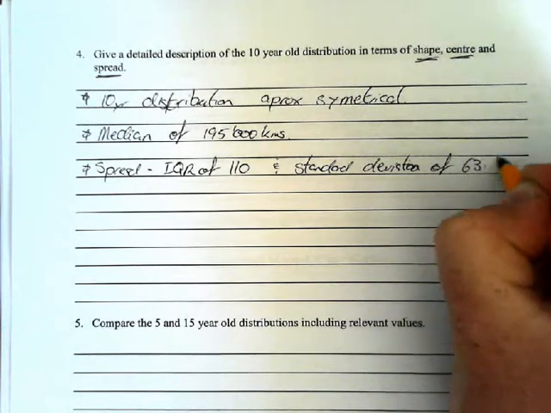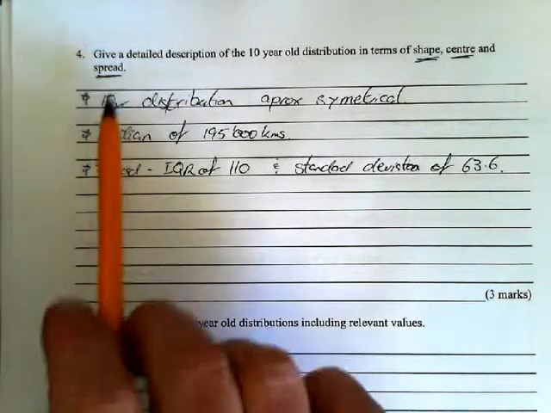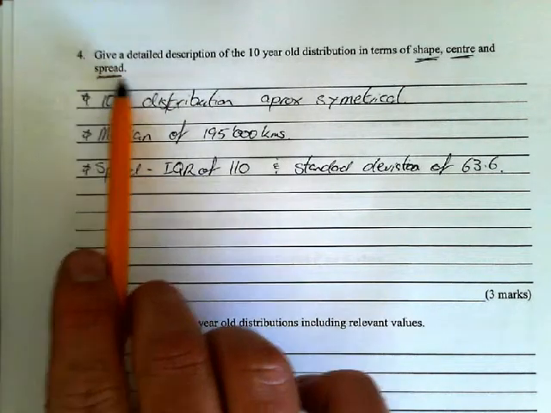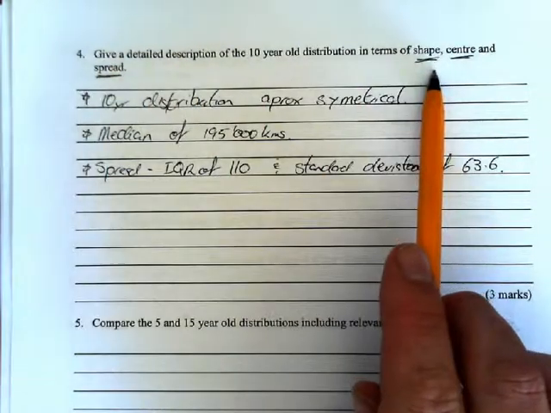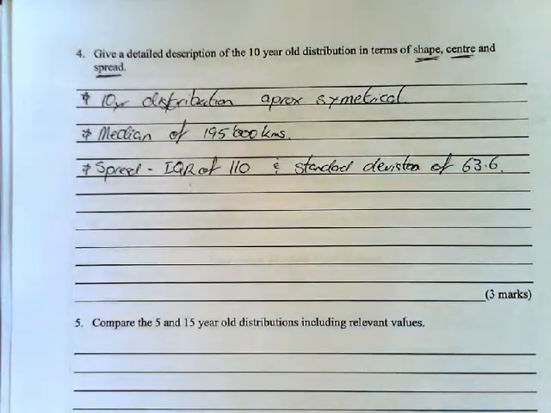Okay, so remember, if we've only got the box plots, we're going to use the spread as the interquartile range. But seeing as we've worked that out on that table, remember, we can use the standard deviation too. If the question asks, use the box plot and give a detailed description, we'd have to use the interquartile range.